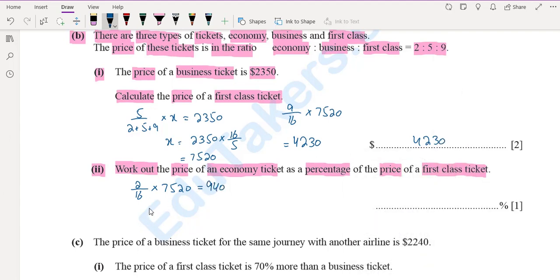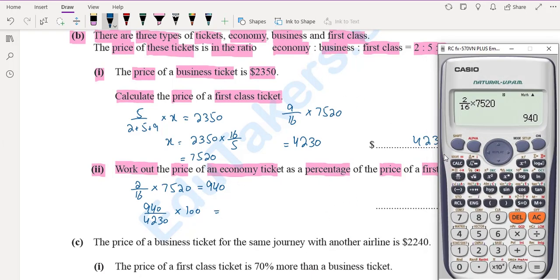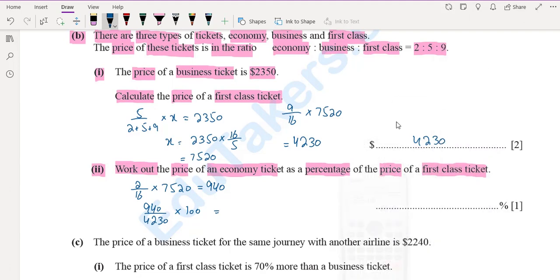So 940 over the price of a first class ticket, which is 4,230, multiplied by 100. This will be the price of an economy ticket as a percentage of the price of a first class ticket. 940 over 4,230 multiplied by 100 is 22.2.